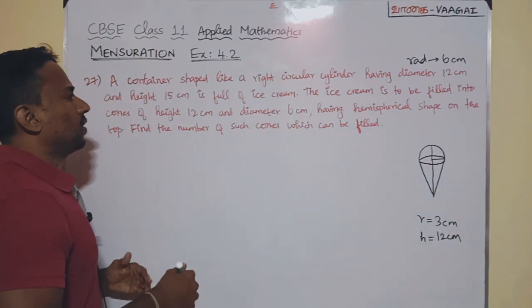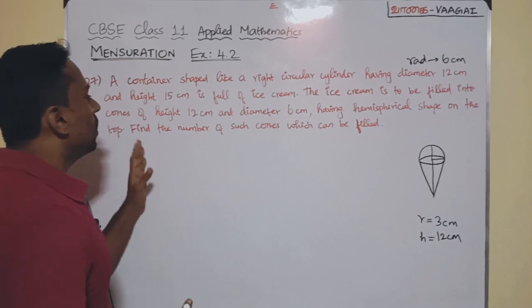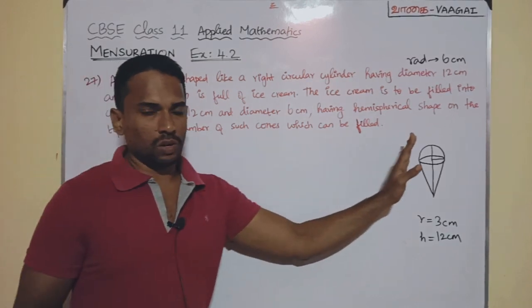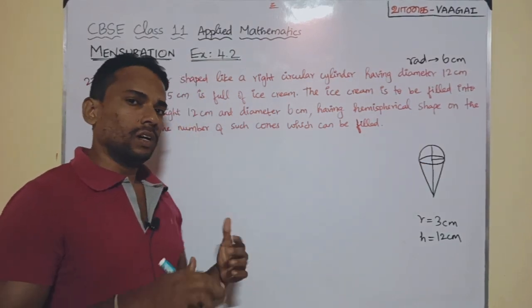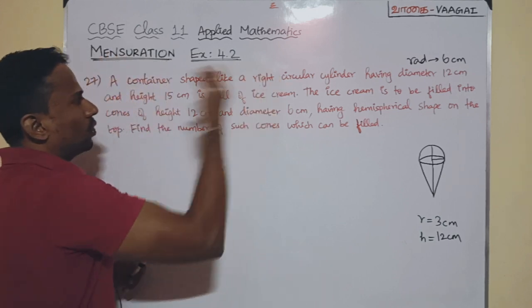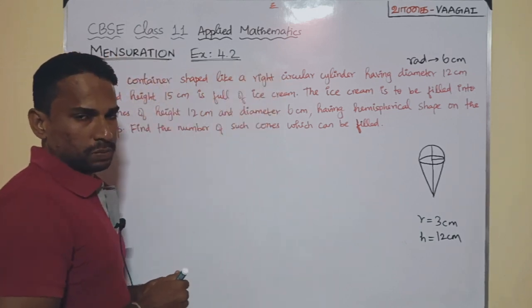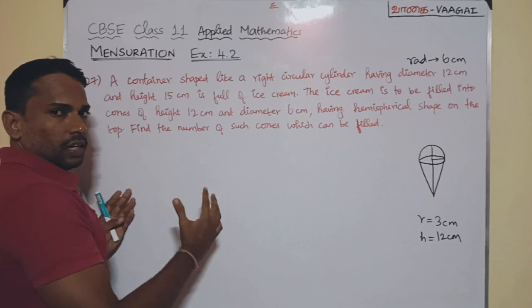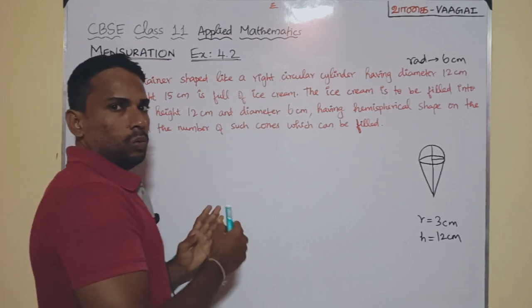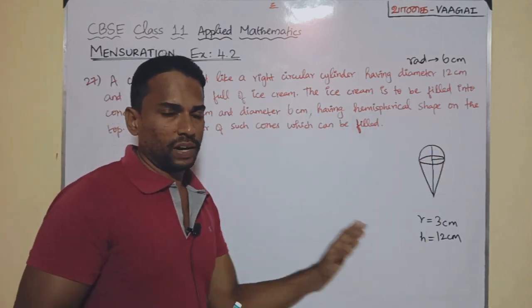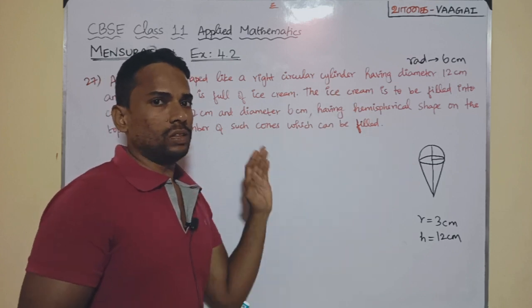Now as usual, we are going to deal the problem in the same way. We need to find the number of such cones formed. So to find the number, as usual method, start from that cylinder, the original shape cylinder. Now the volume of the cylinder is going to be equal to the volume of the amount of ice cream that is filled in all these cones.